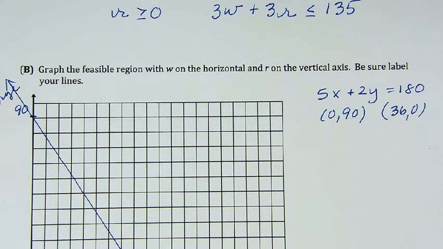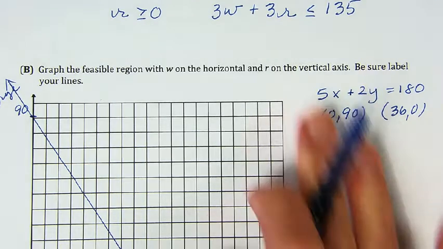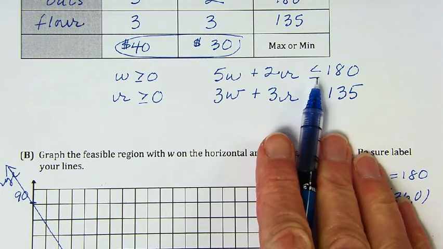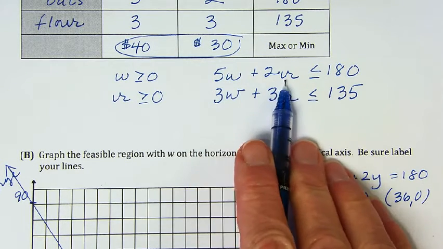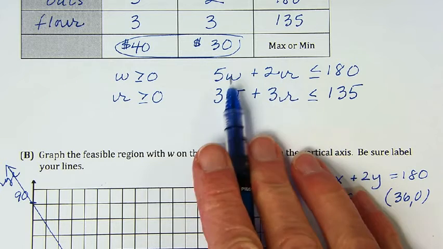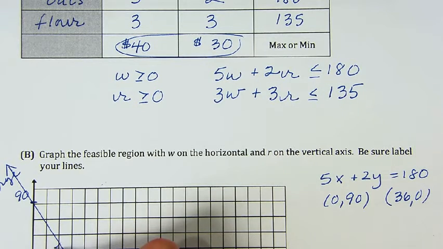Now, I'm going to choose a different color. Oh, while we're thinking about it, we should think about the shading here. This was actually a less than or equal to sign. So if I plug in 0 and 0 for the number of wheat and rye batches, 0 plus 0 is 0. Is 0 less than or equal to 180? That is a definite yes.